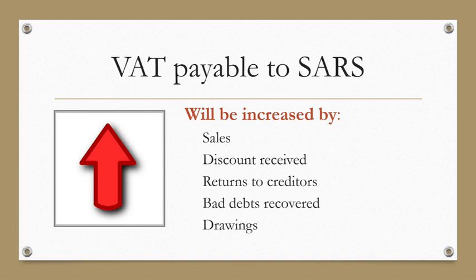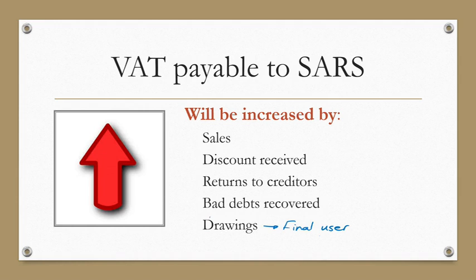Drawings, because the owner is the final user. He is the final user of these products. He is paying the VAT. During the whole process, as value is added, SARS gets money. So it will be that SARS gets money on a continuous basis, but at the end, it's only the final user that pays the VAT.